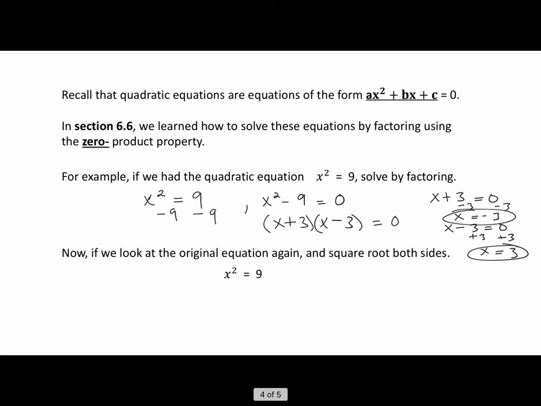Now if we look at the original equation again and square root both sides, we find that the nth root of a to the n is x, but remember it's an absolute value. So the square root of 9 is 3, but that means that we need both the positive and the negative 3 because this is supposed to be an absolute value. And so that is how we use the square root property, which we will use in this section.